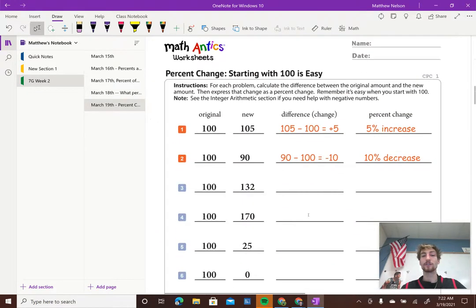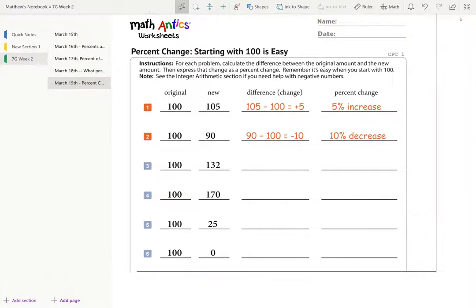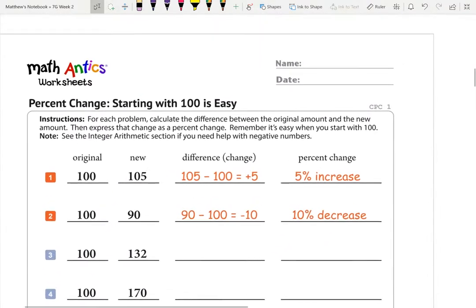It's going to go step by step, make it real easy. And now you're over here, starting with 100 is easy, the first worksheet that we'll be doing here. Don't worry if your worksheets are out of order. You're going to start with this one that says starting with 100 is easy. That's the first one of percent change. So let's go ahead and get started here.